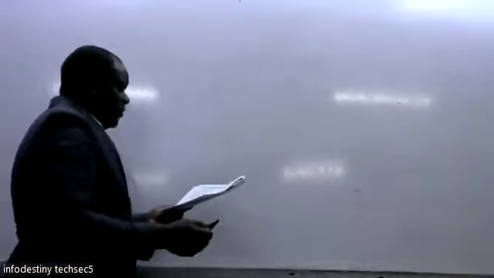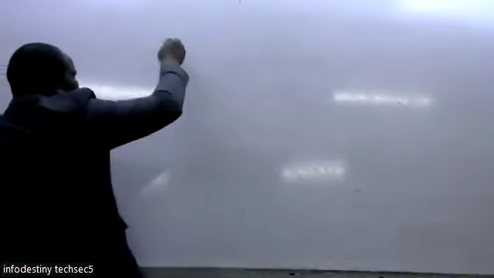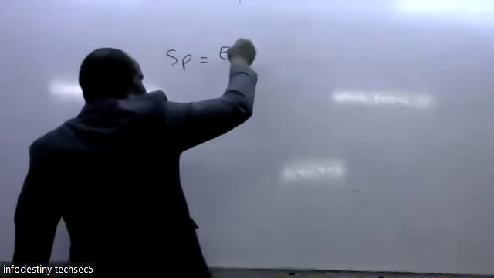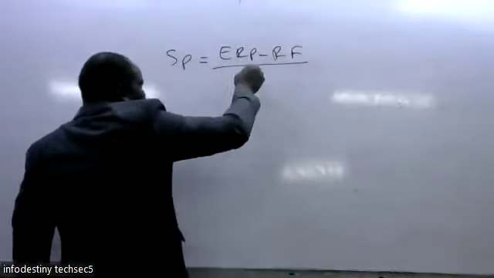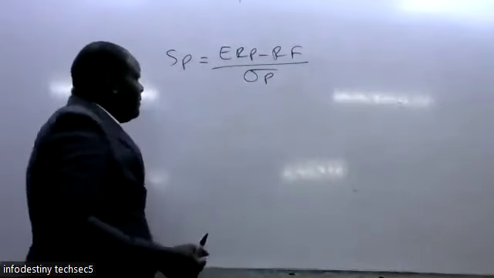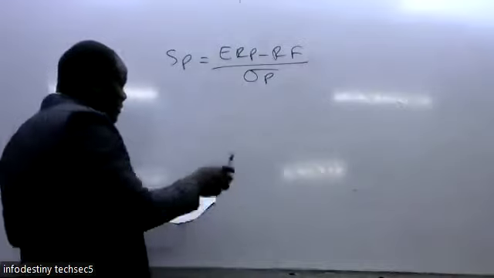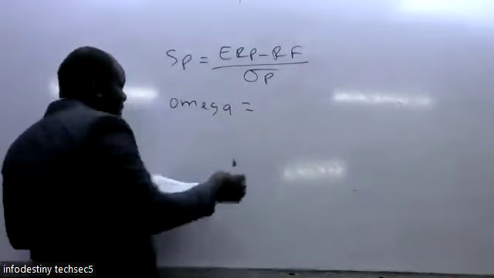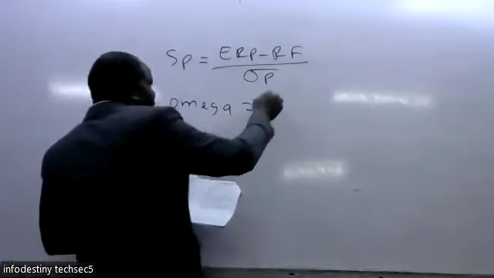So we start with the Sharpe of each one of them. We have said that the Sharpe for the portfolio or the fund will be expected return of the portfolio minus the risk-free rate divided by the standard deviation for the portfolio. So we start with the Omega mutual fund. Omega, you can see the realized return. They gave you 13.